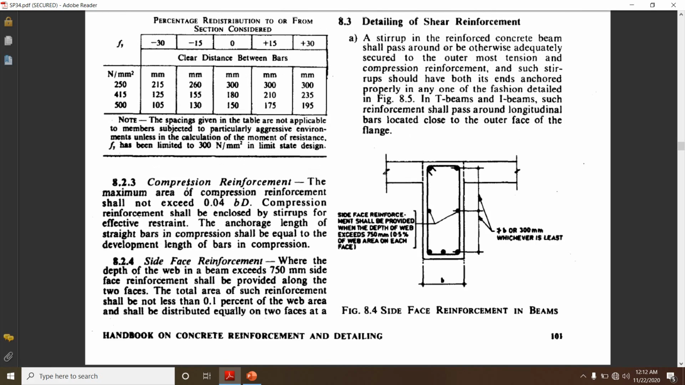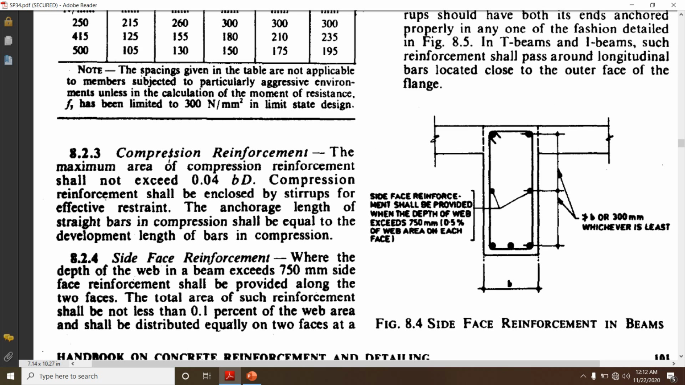The next criteria is regarding the side face reinforcement. When the depth of the web in a beam exceeds 750 mm, then side face reinforcement shall be provided along the two faces. What it indicates is, this is the web of the beam. If the depth of this is going to exceed 750 mm, then we have to provide the side face reinforcement.